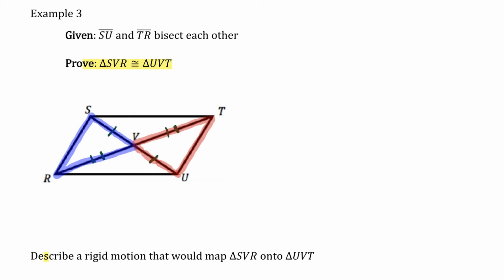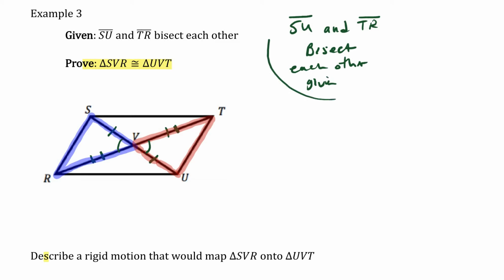So what I see is these intersecting lines which give us these vertical angles in the middle. So let's start writing some stuff down. The first thing I want to write is my given. So I have to write SU and TR bisect each other. That's given. And that one given tells us 2 things.